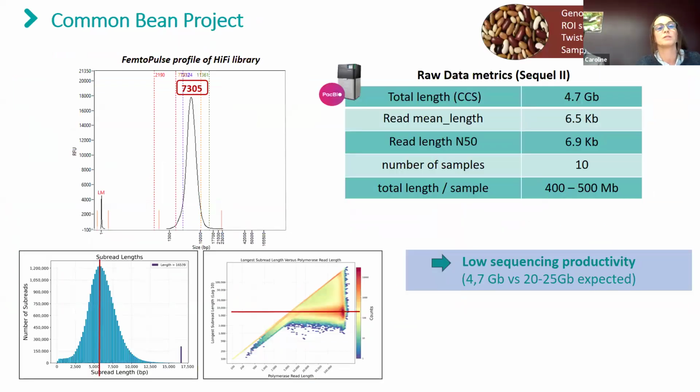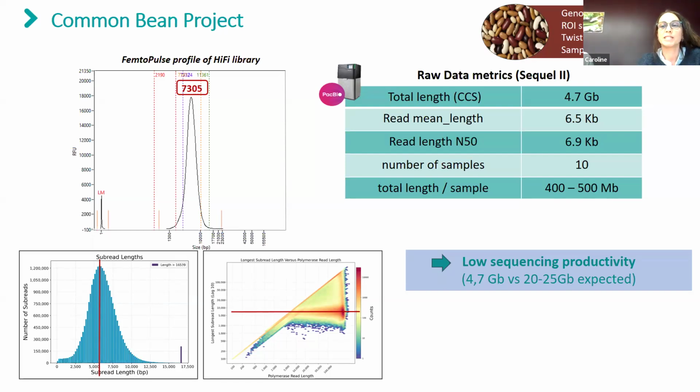So first we start with the pilot project focusing on the 63 kb region on the common bean genome. Following the Twist capture workflow, we prepared a multiplex PacBio HiFi library containing the 10 captured genotypes and sequenced it on the SQL2 system.